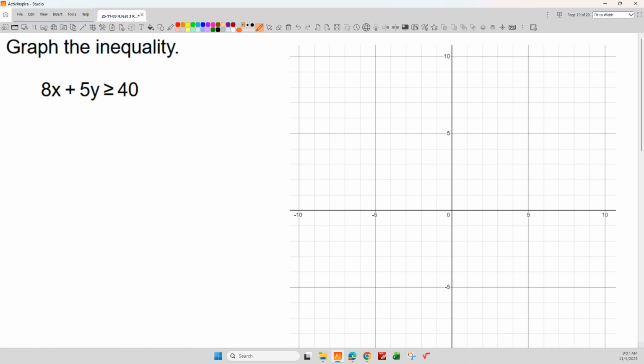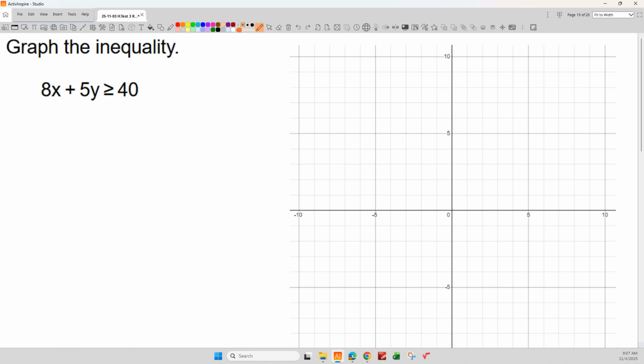So we could put this in slope-intercept form by isolating y. Does anybody see a quicker way to graph this boundary line? Intercepts would be a good choice, right? We could just solve for y. That's fine. But why are intercepts a good choice here?